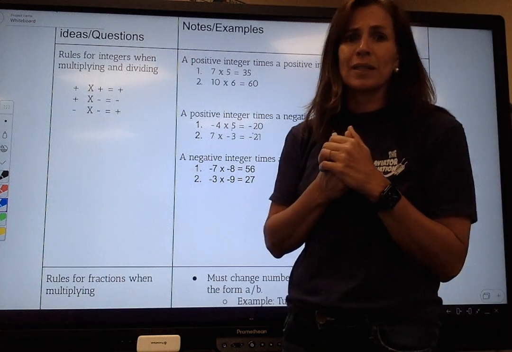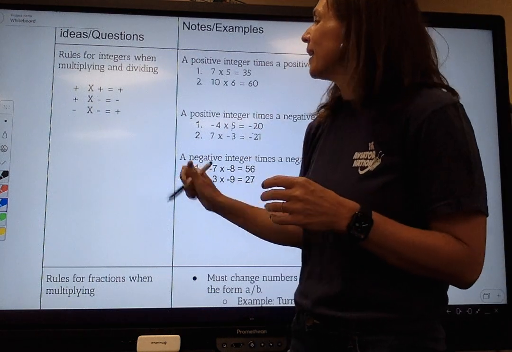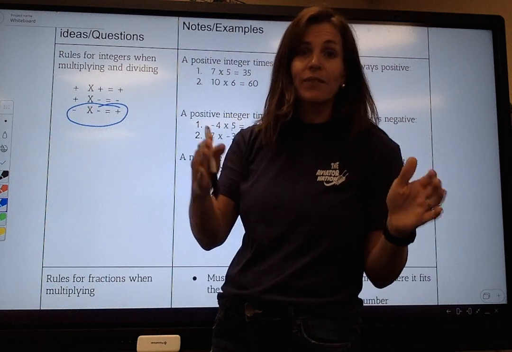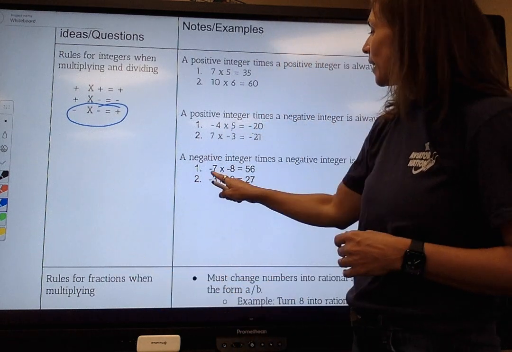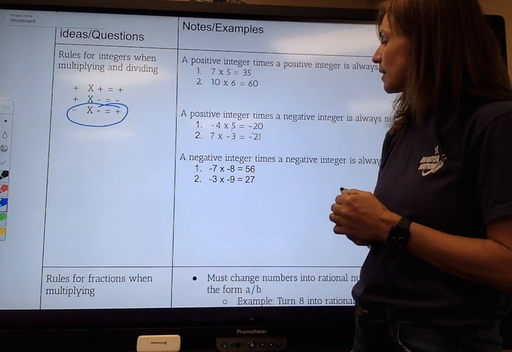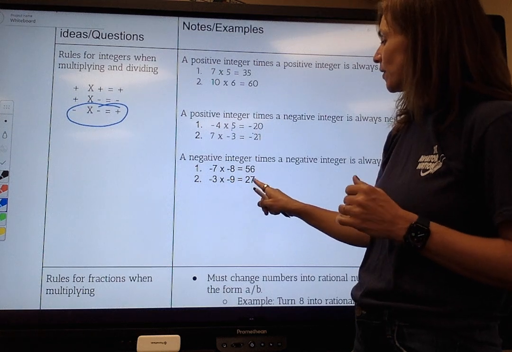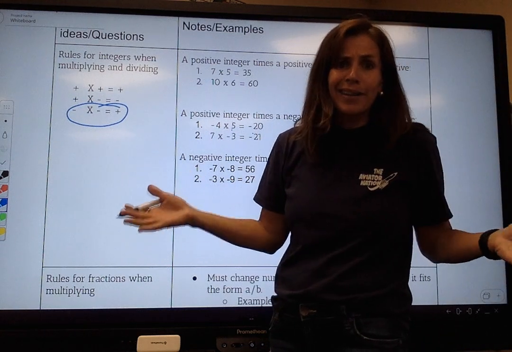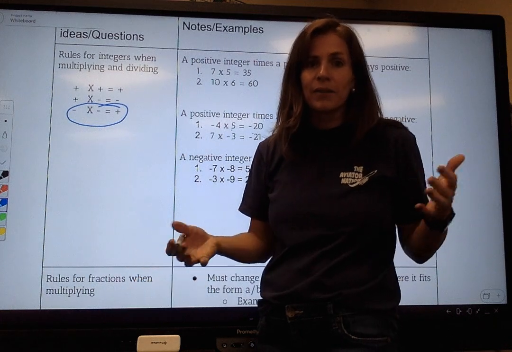One of the rules that students seem to forget is that a negative times a negative is a positive, okay? A negative times a negative is a positive. So a negative 7 times a negative 8 is 56, and a negative 3 times a negative 9 is 27. And a lot of times kids are like, how can a negative times a negative make a positive?